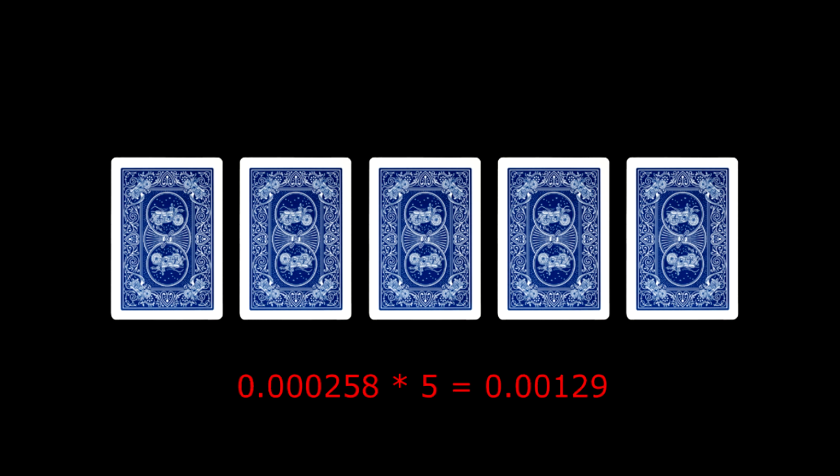This player has 5 cards, not 4. Any of the 5 can be the 1 non-trump card, so I have to multiply by 5. I do this and get 0.00129. So the first term is complete.